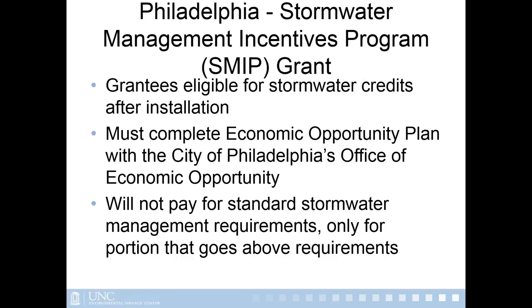After the BMP is installed, there's the component of stormwater fee credits after the installation. So that's another part that they try to highlight. Also, the grantee must complete an economic opportunity plan with the City of Philadelphia's Office of Economic Opportunity. This is a joint effort, and they're one of the partners in it, so this is the part that benefits that agency. And they won't pay for standard stormwater management requirements. It's only for the portion that goes above requirements that they would consider funding with their grant funds.